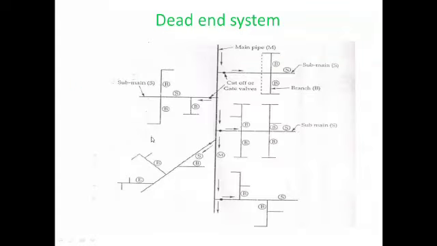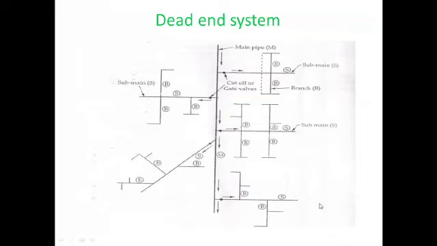The first one is the dead end system. Now why the name dead end system? You can see here this is the main pipe, through which the sub mains are connected, and these sub mains provide water to the consumers through the laterals or the branches, wherein the individual home connections are possible. But you can see here, this is a dead end, and here also there is a dead end, and here also you can find a dead end. There are no closed loops, and hence the name dead end system.